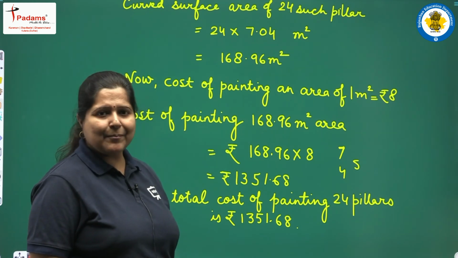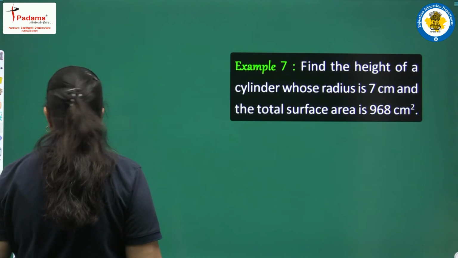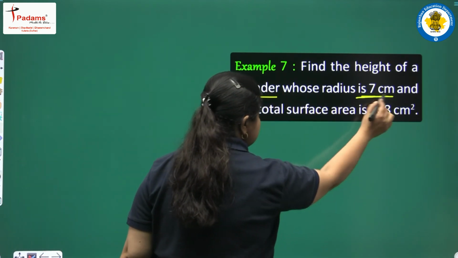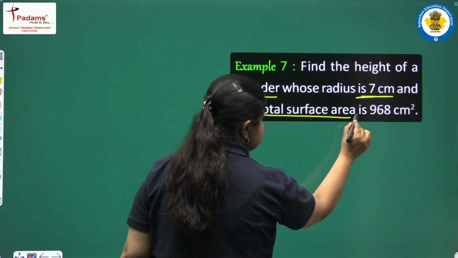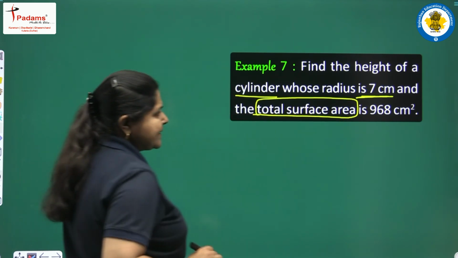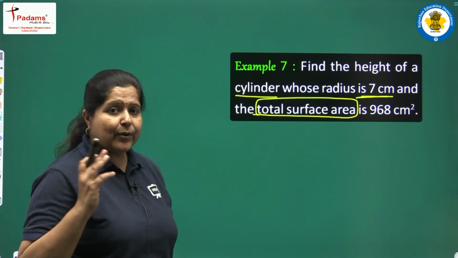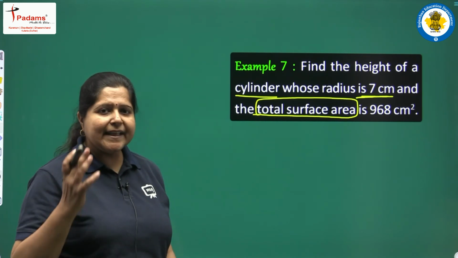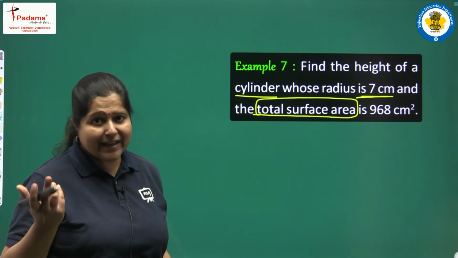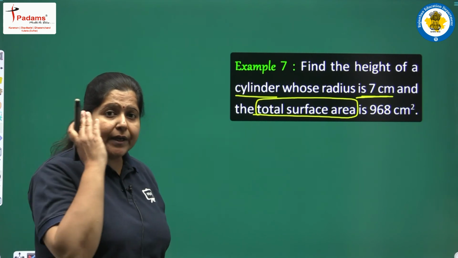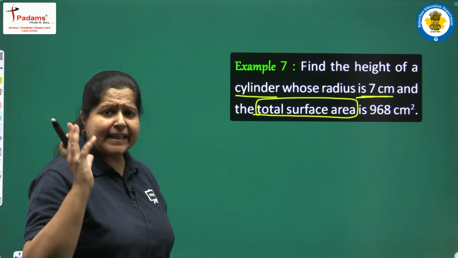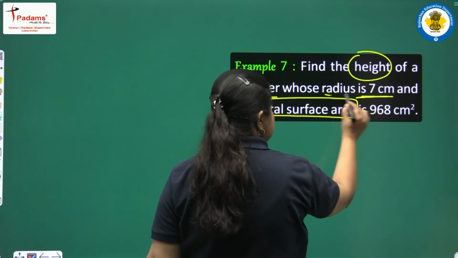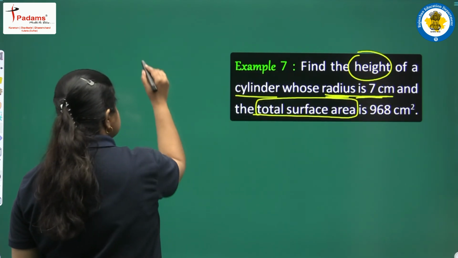Next we have one more example. We take example 7. Find the height of a cylinder whose radius is 7 centimeter and the total surface area is 968 सेंटीमीटर स्क्वायर. अब क्योंकि क्वेश्चन में सिलेंडर का टोटल सरफेस एरिया दिया गया है तो ऑब्वियस बात है कि हमें यही फॉर्मूला यहाँ पर यूज़ करना होगा. अब यहाँ पर जो अननोन वैल्यू है पहले हम उसे कुछ वेरिएबल से डिनोट कर लेते हैं. व्हाट वी हैव बीन आस्क्ड, वी हैव बीन आस्क्ड द हाइट और रेडियस हमें दिया गया है. वी बिगिन द सॉल्यूशन हियर.